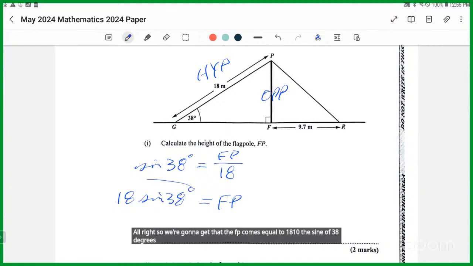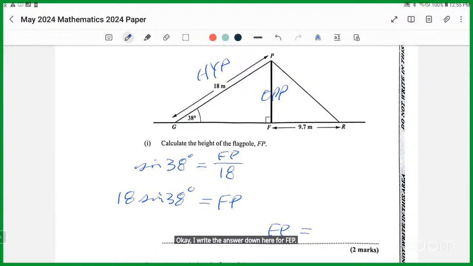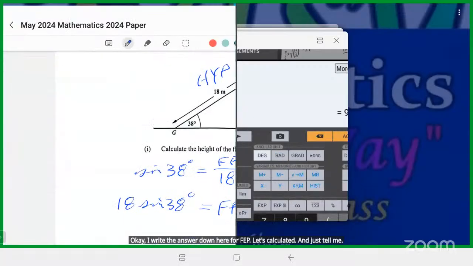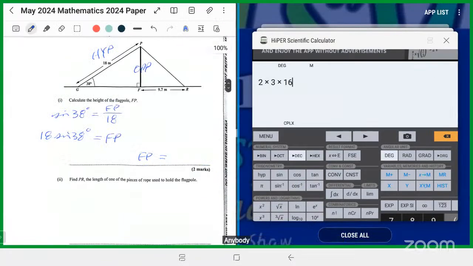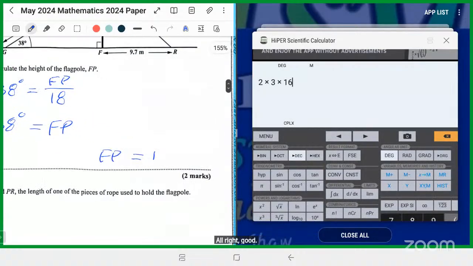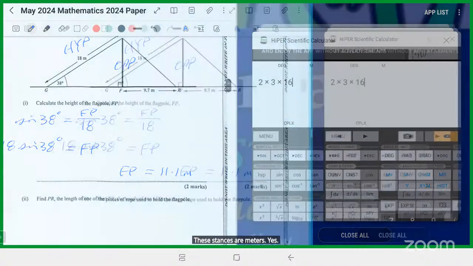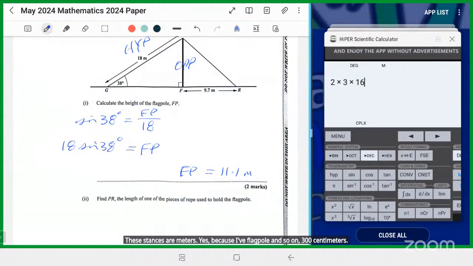And I will do this calculation, and we can write the answer down here for FP. Let's calculate it. Anybody did that can just tell me? 11.1. 11.1 to 3 significant figures. All right, good. Is it meters? Yes, meters. The distances are meters, yes, because of flagpole and so on. It can be centimeters. All right.